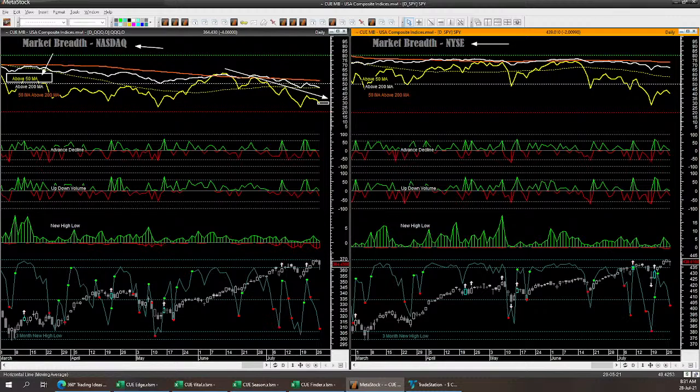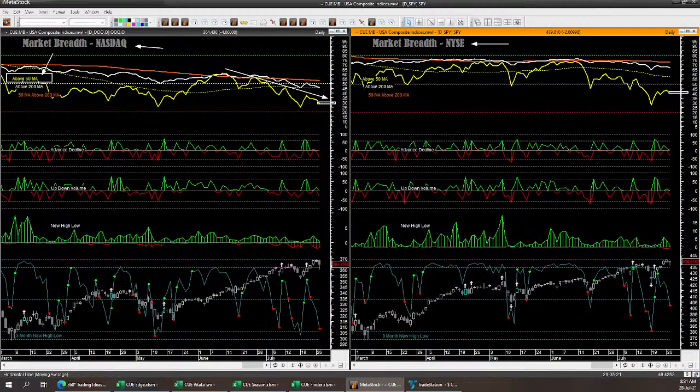For Nasdaq, it is at around 30% level. So only 30% of Nasdaq stocks as a whole are above their 50-day moving average. That is not a bullish picture. The same percentage for NYSE is better, above 40. This is happening for many weeks now.